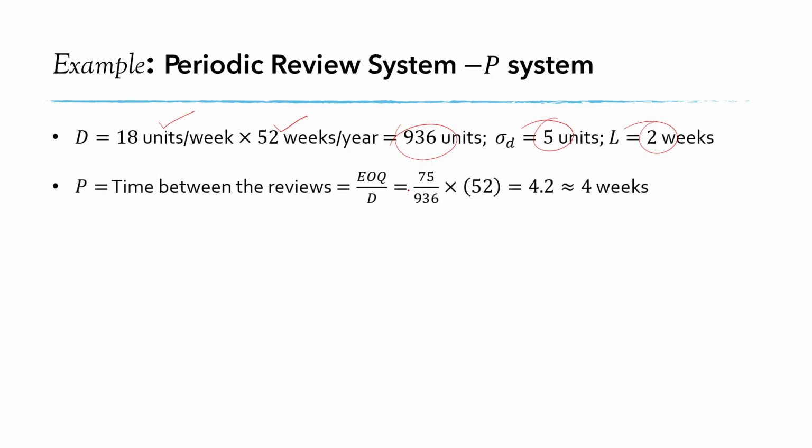We can calculate the time between the reviews by dividing economic order quantity by the annual demand and multiplying that with 52 weeks in a year. We get the time between the reviews equal to 4 weeks.